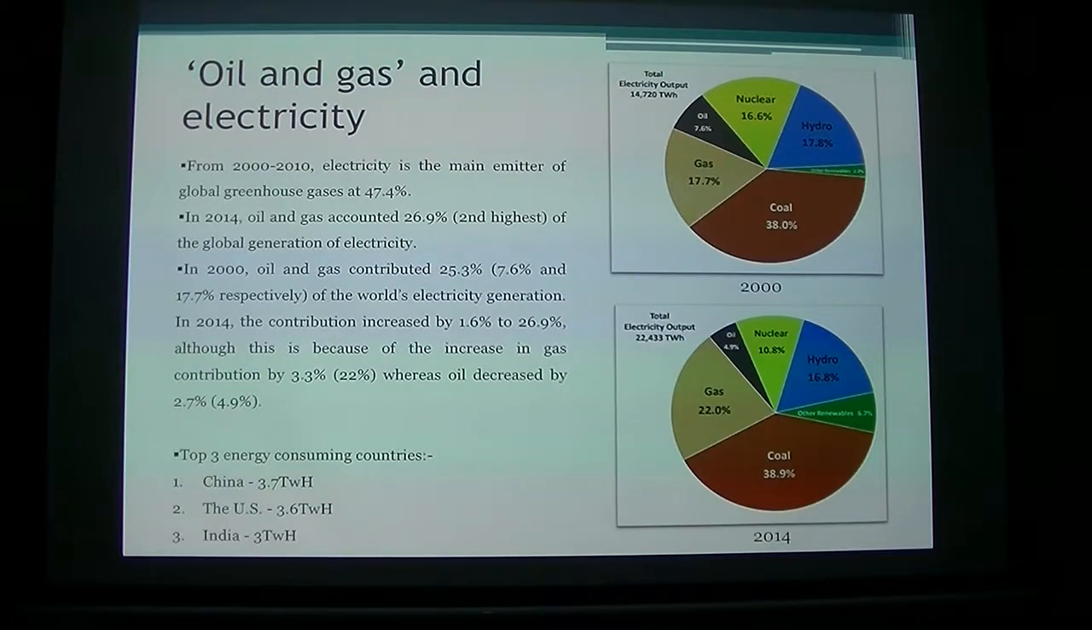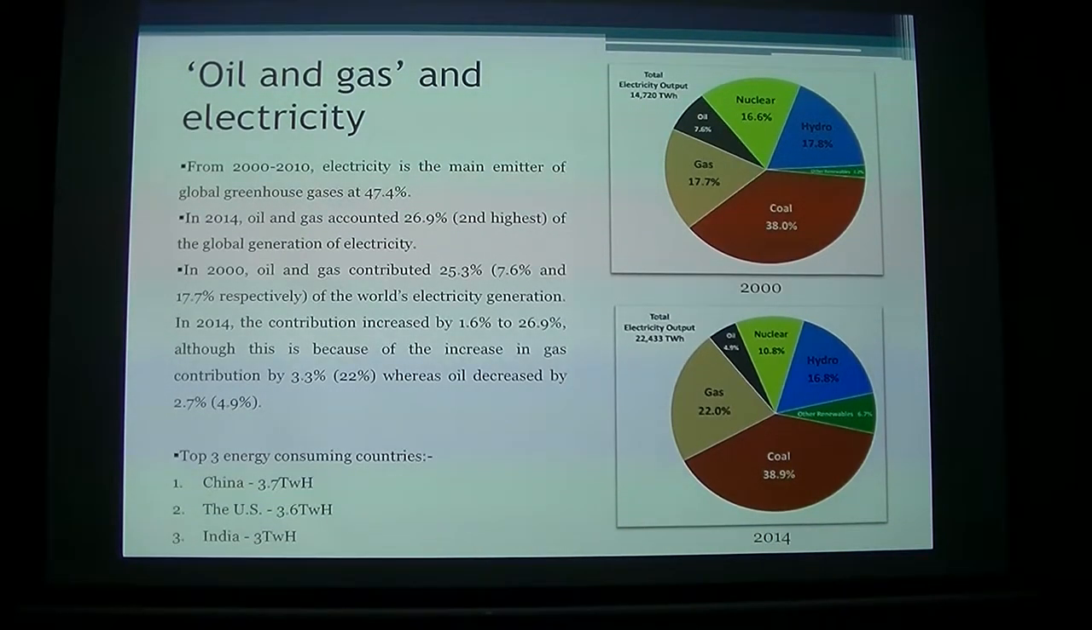But keep in mind that the increase is mainly from more consumption of gas, by 1.6%, whereas the use of oil has decreased by 3%. And these are the top three countries that consume the most energy in the world: number one, China, then the United States, and India.